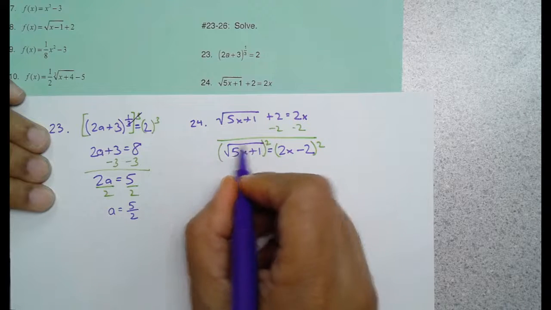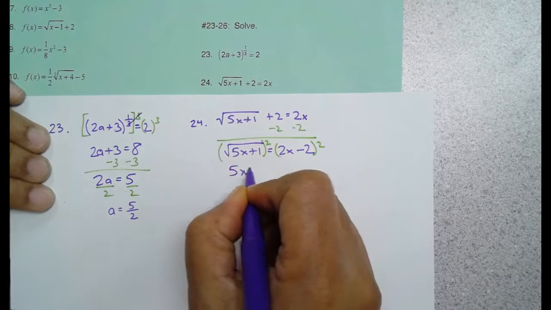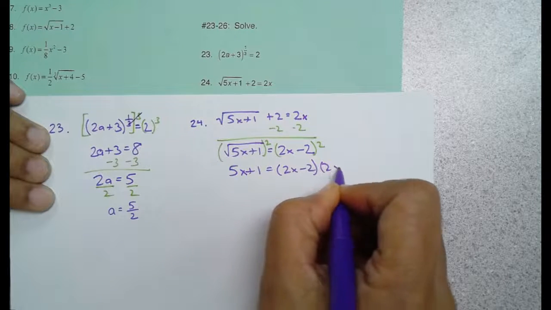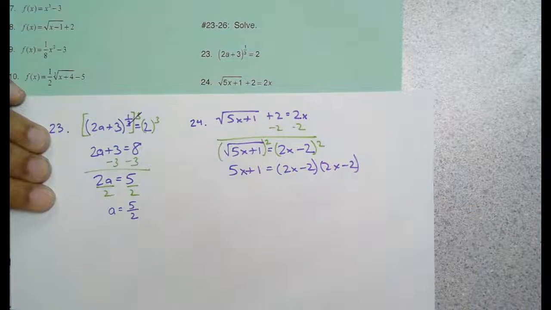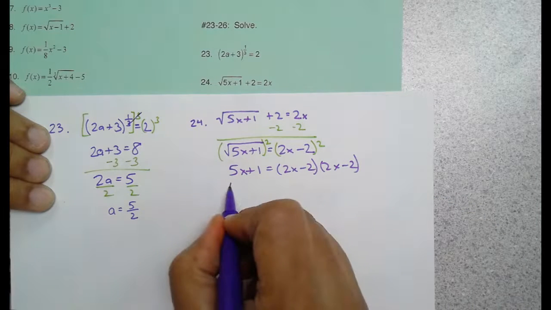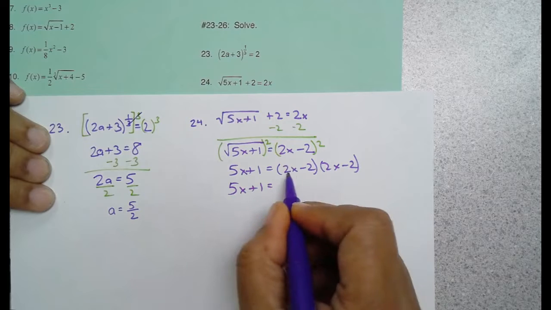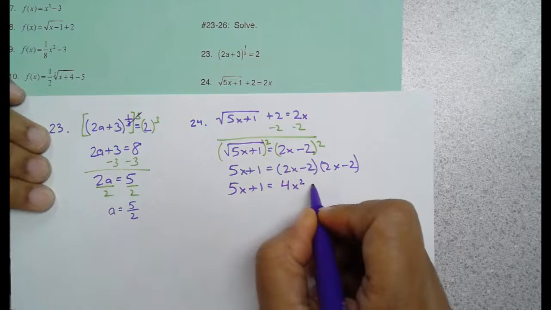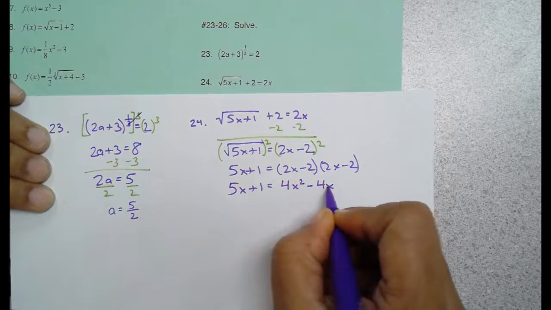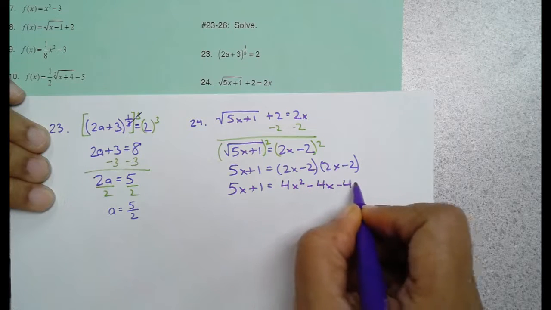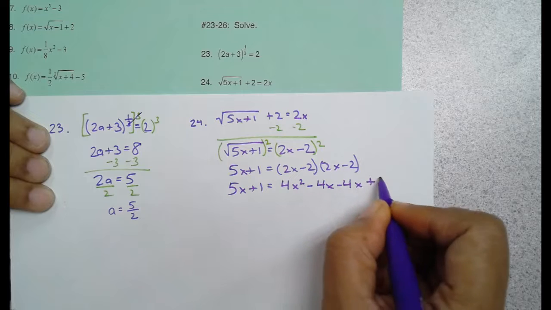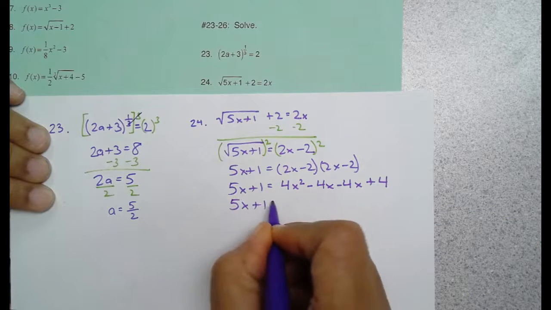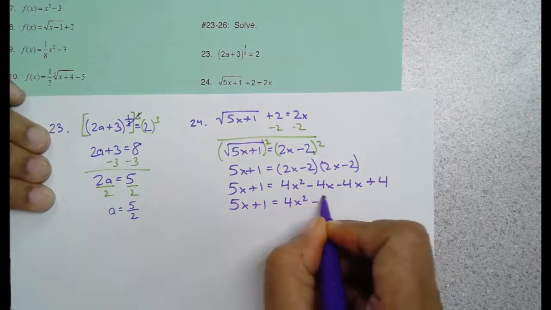Square and square root cancel each other out, so you have 5x plus 1. And remember, this is the same thing as saying 2x minus 2 times 2x minus 2. We're going to have to multiply that out. All right, so we have 5x plus 1. Multiplying this out, 2x times 2x is 4x squared. 2x times negative 2 is a negative 4x. Negative 2 times 2x is another negative 4x. Negative 2 times negative 2 is positive 4. Let's add our like terms over here. So we have 4x squared minus 8x plus 4.